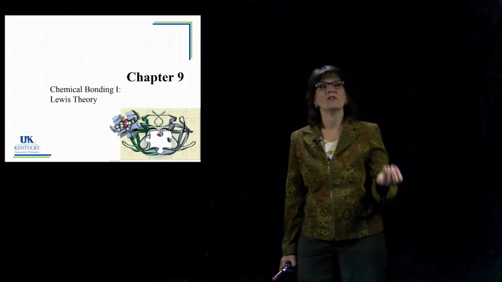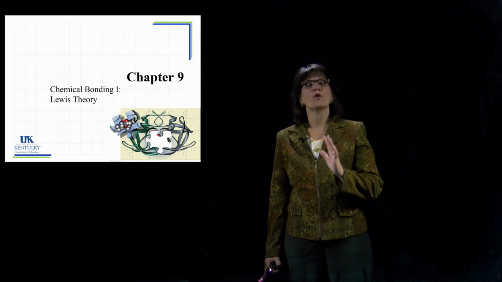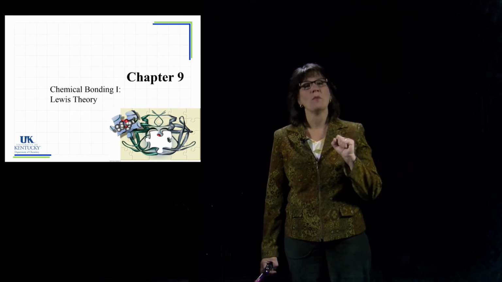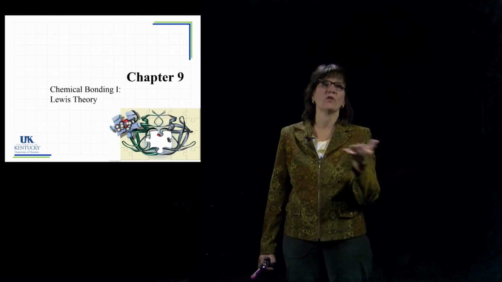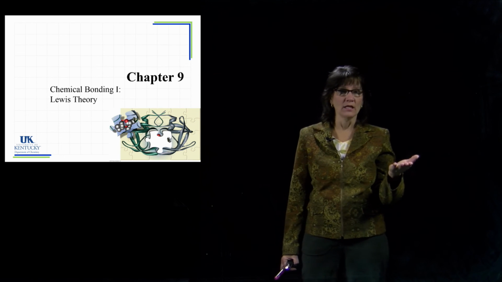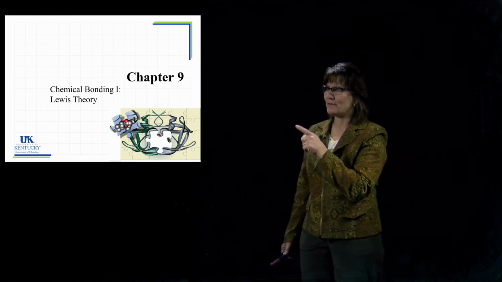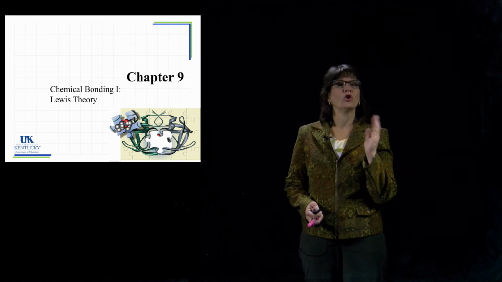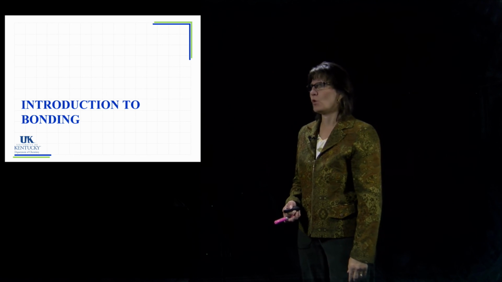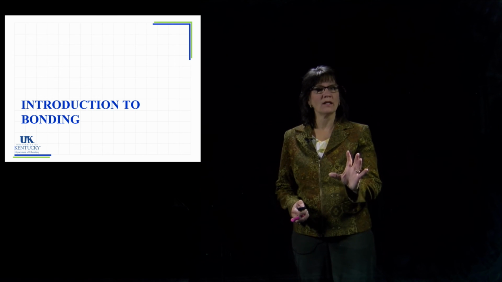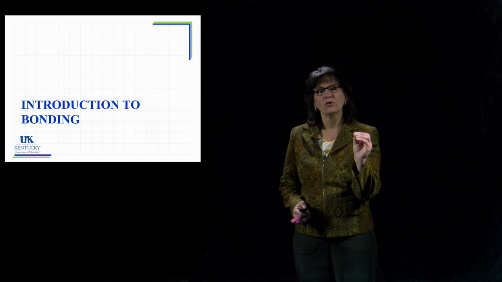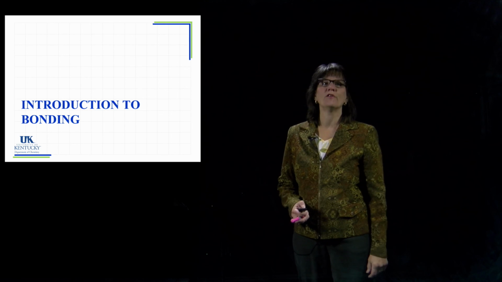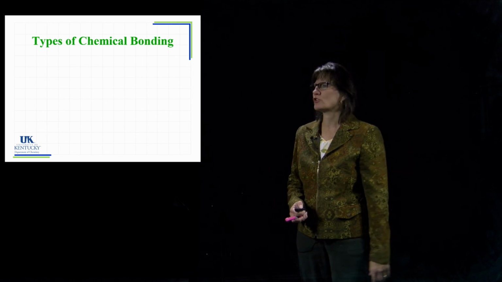In this chapter and the chapter to come, we're going to start focusing in on the structure of the electrons for molecules or compounds, whether they be ionic or covalent. So let us look at this introduction here. We're going to be focusing on what's called Lewis theory with this chapter. So we're going to introduce ourselves to bonding, what holds those molecules and ionic compounds together, and look at it in terms of the electron structure.